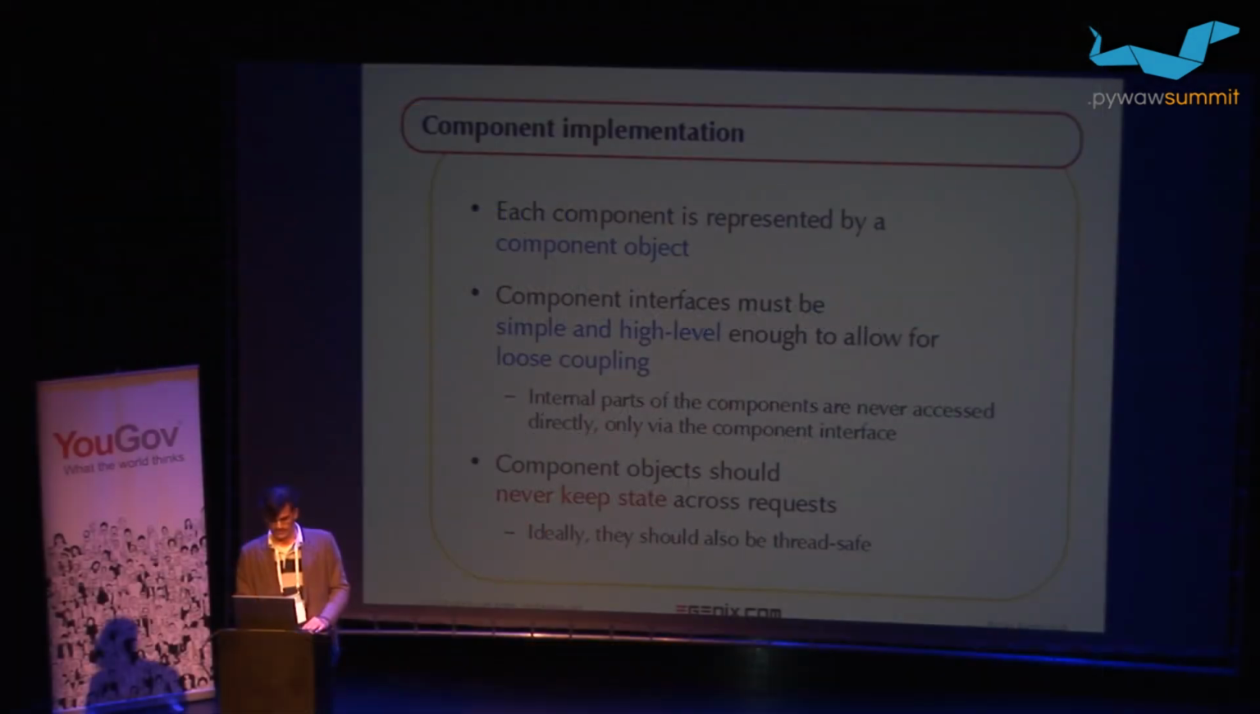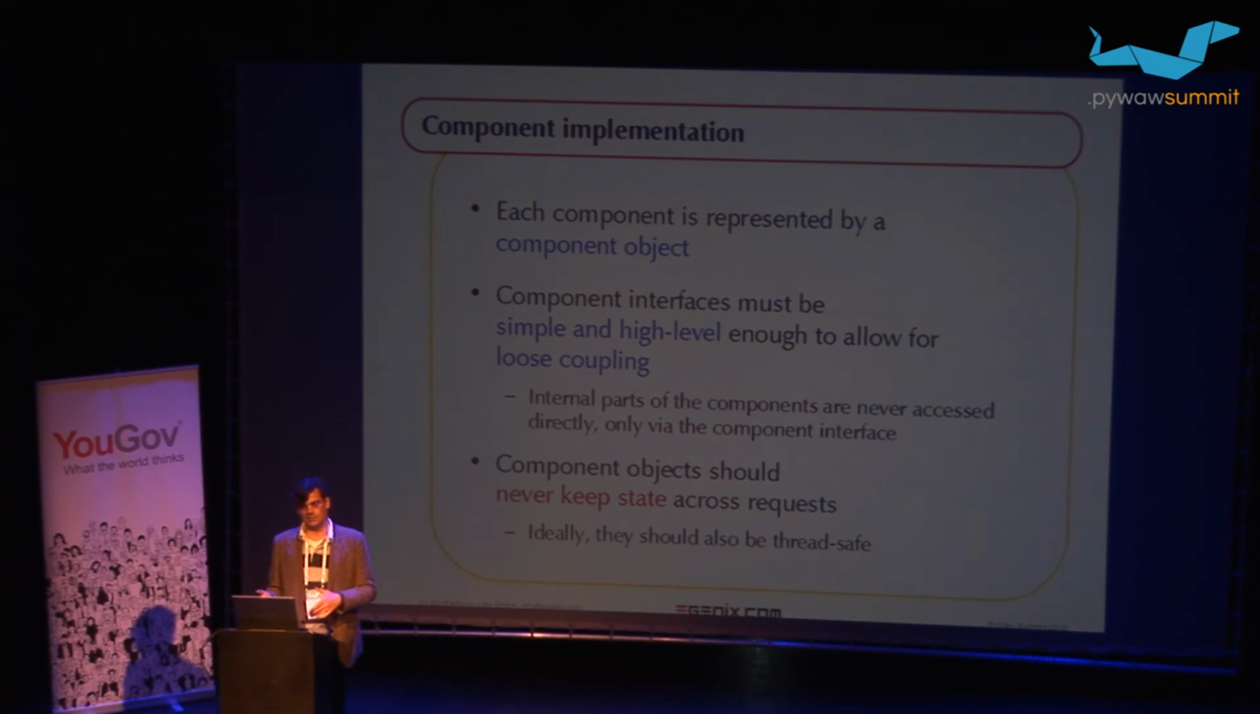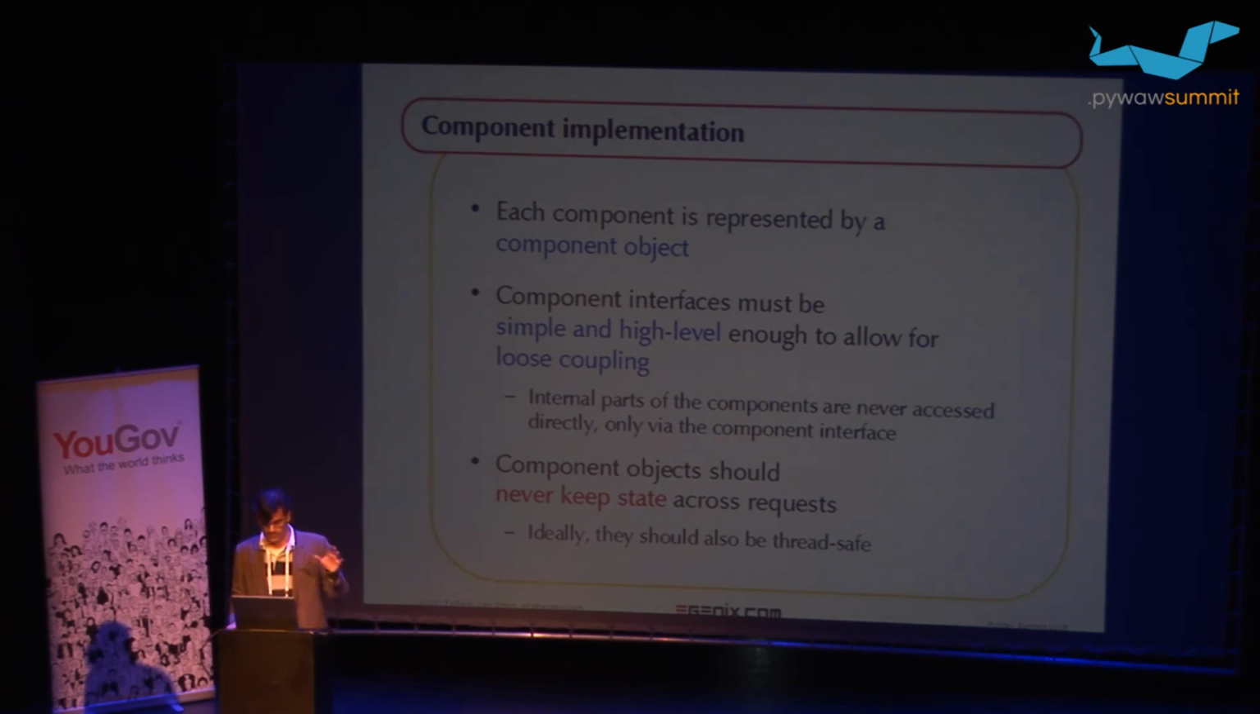So how do you implement these things? First of all, what I usually always do is I try to implement the components in classes, and then I instantiate the class, and the object that comes out of that is my component object. I try to never keep state in those component objects, because keeping state in the objects themselves basically breaks your loose coupling, and you cannot easily shut down a component and fire up one again.